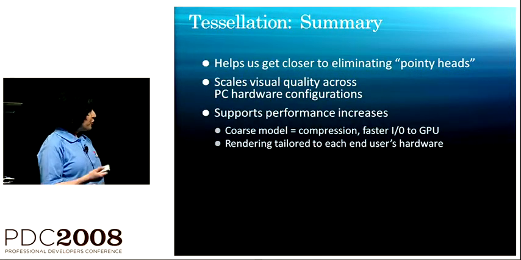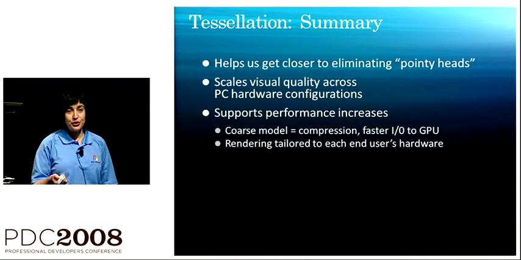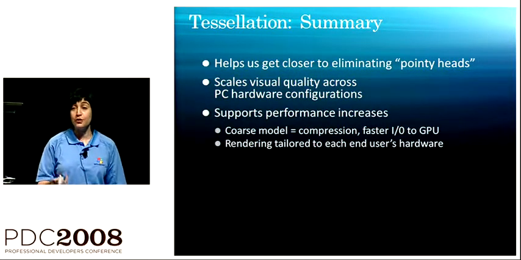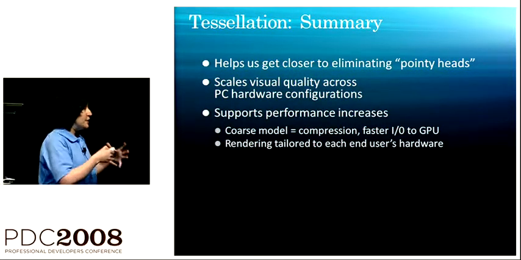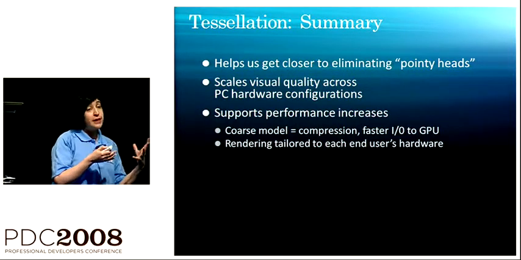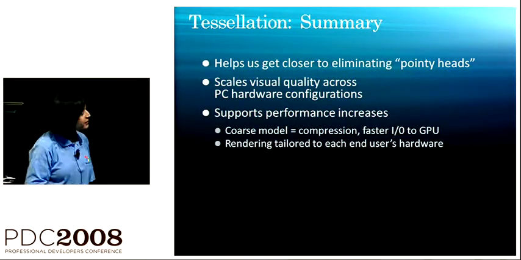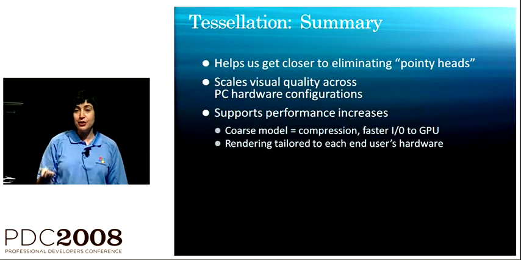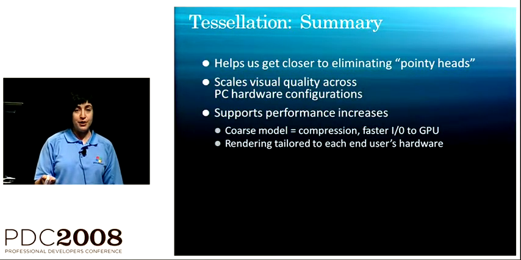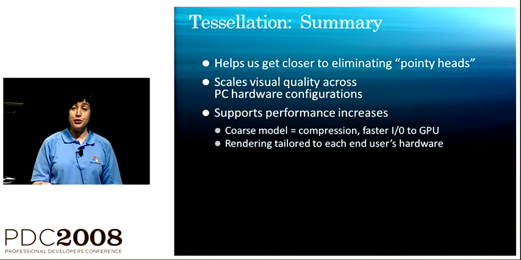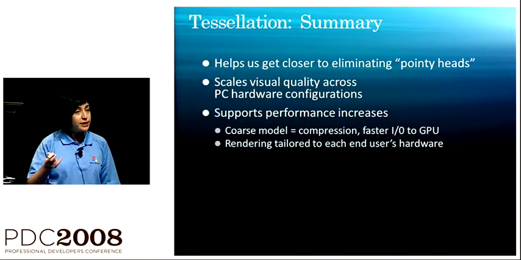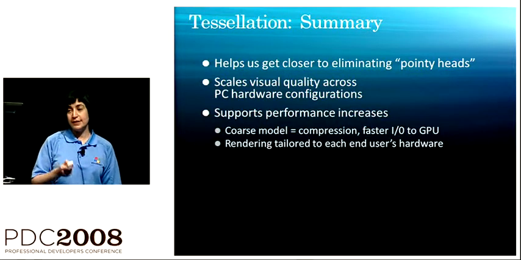It also supports performance increases in 2 ways. First, this coarse model really is a form of compression, right? It means faster I/O from disk to main memory and across the bus to the GPU. And again, rendering can be tailored to each end user's hardware. We don't need to render stuff unnecessarily if the display is small. Or if we notice that frame rates are dropping, we can just make the choice to decrease visual quality in favor of consistent frame rates.